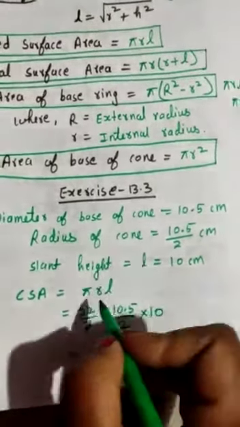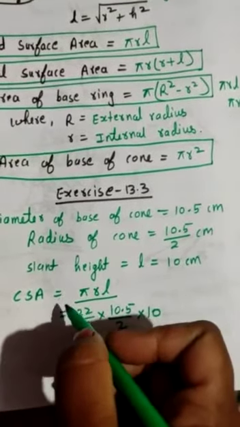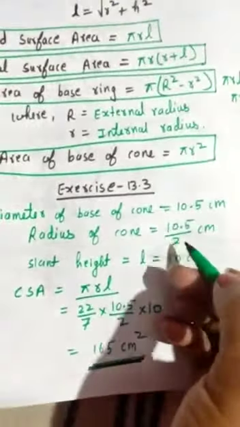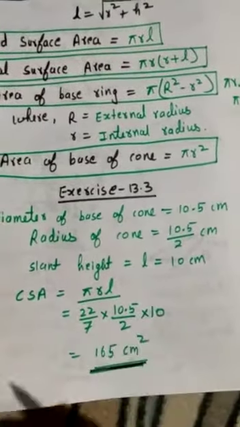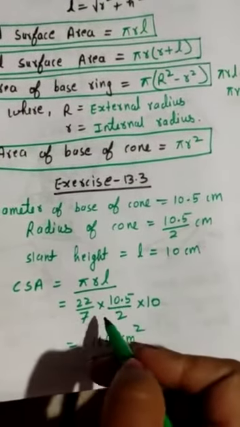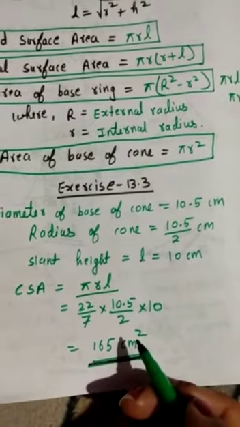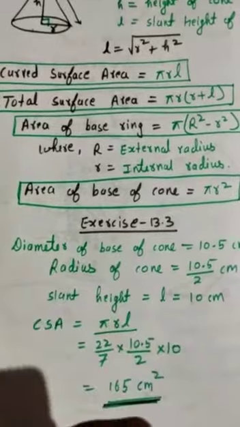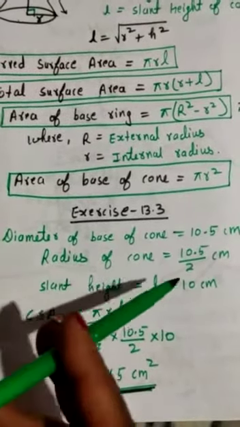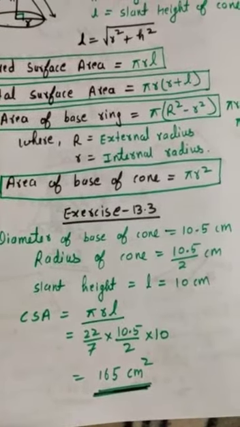The formula is pi r L. Just put the value, and similar to cylinder, by default the value of pi will be 22/7. R was 10.5/2 into 10. Okay, so the answer will be 165, and here you have to do the cancellations, and then the answer will be 165 centimeter square. So this is the CSA of the cone, which had diameter 10.5 and slant height 10. Okay, now we'll see the next question.